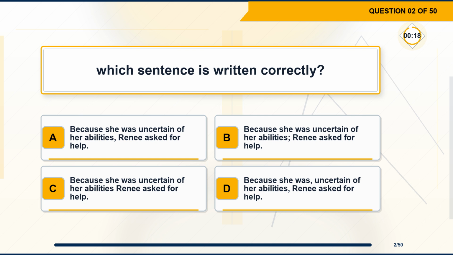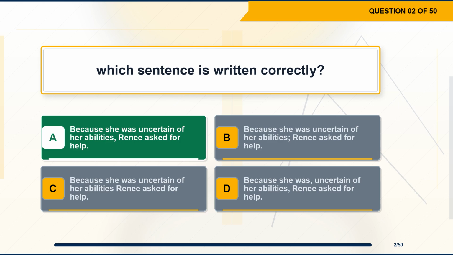Question 2. Which sentence is written correctly? Option A. Because she was uncertain of her abilities, Renee asked for help. Option B. Because she was uncertain of her abilities, Renee asked for help. Option C. Because she was uncertain of her abilities, Renee asked for help. Option D. Because she was uncertain of her abilities, Renee asked for help.